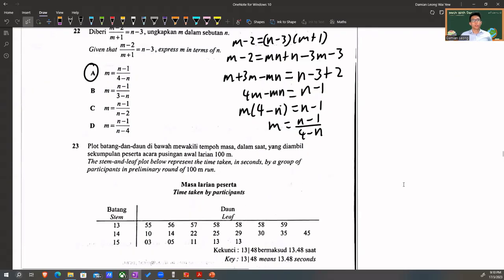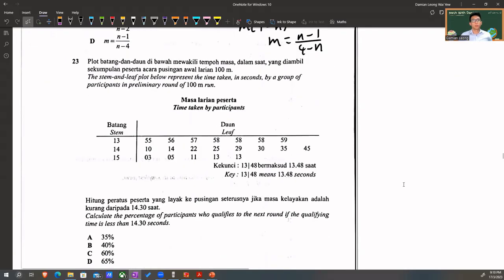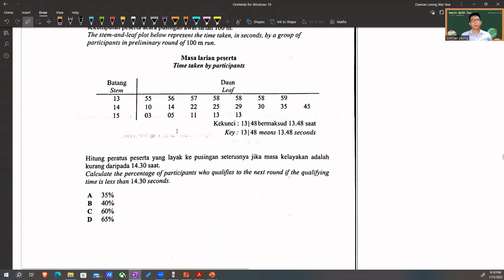Then question 23. I have a stem and leaf diagram here. So I want to calculate the percentage of participants who qualify to the next round if the qualifying time is less than 14.3 seconds. So 14.3. Less than 14.3 means it doesn't include exactly 14.3. So it's from here to here.